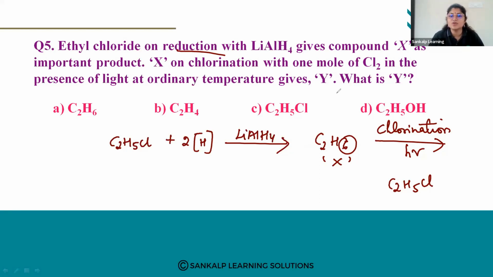So 1 mole of Cl2 in the presence of light will give you Y. So Y is what? It is C2H5Cl. So option C is the correct answer.